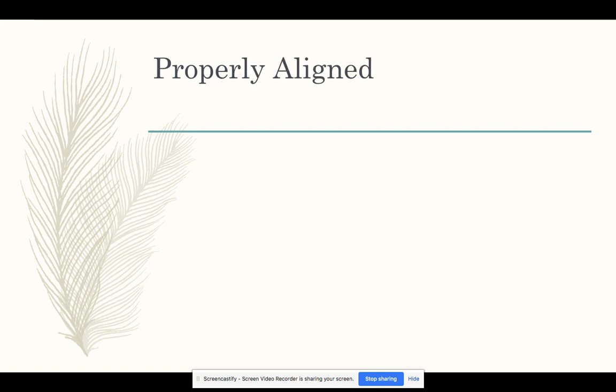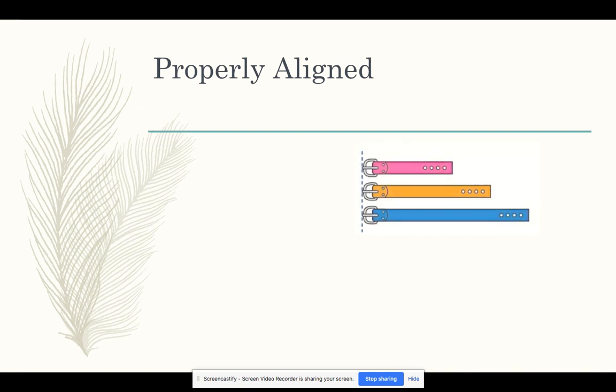So when we talk about properly aligned, here's our photo and we have three different collars. If we look, there is the line, and we can see that all three of the collars are properly aligned. They are slightly above or touching the line that we drew. Because of this, we can now accurately compare the length of each of the three collars to see which one is the longest or which one is the shortest.